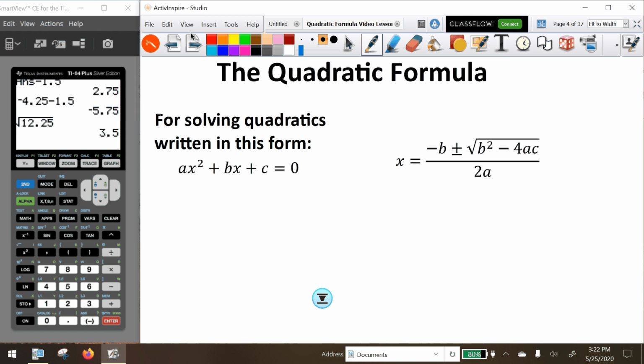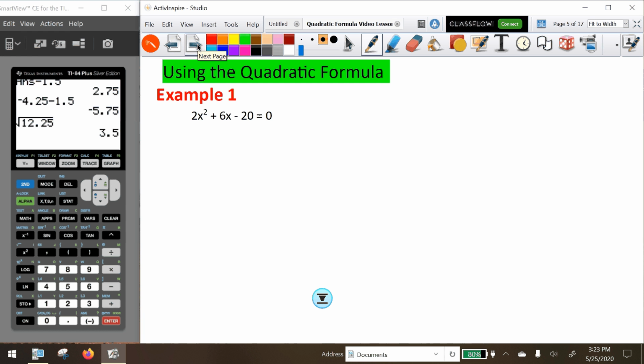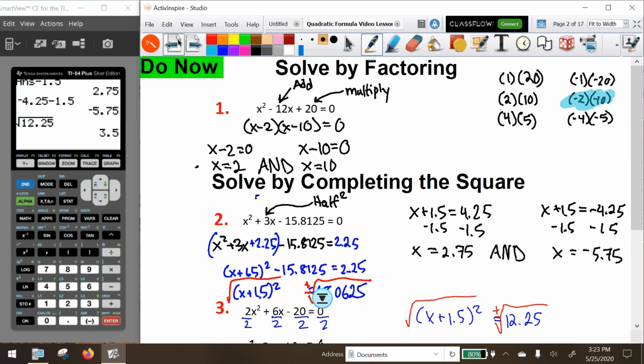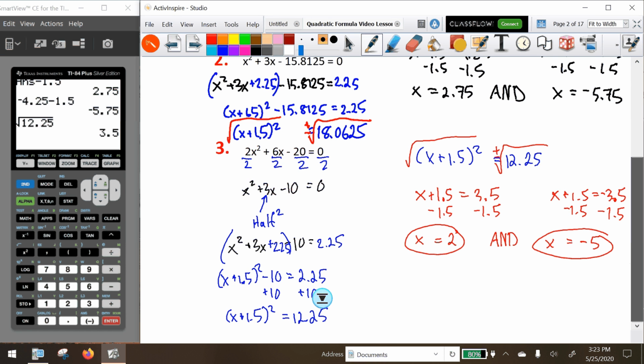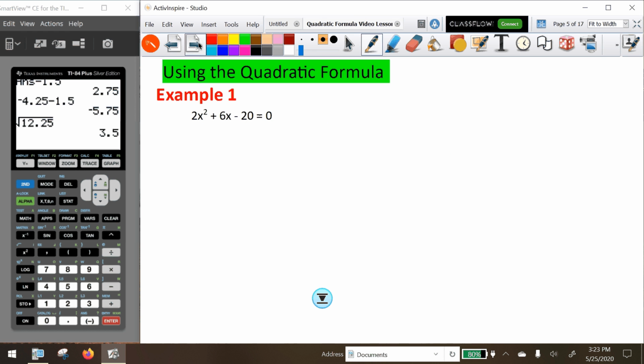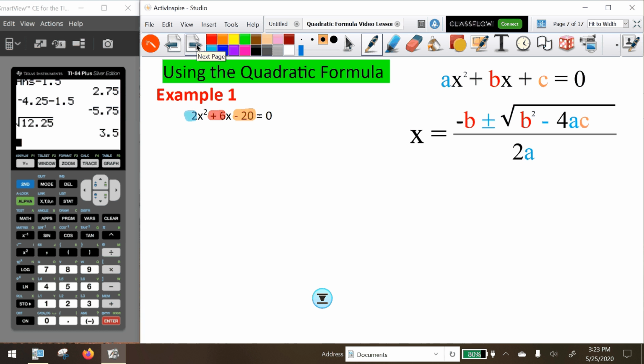So let's revisit question number 3 and actually use this quadratic formula this time. This is the same problem we did in question number 3 on the do now. So we are going to get that same answer that we got before, which was 2 and -5. Let's make sure we still get 2 and -5. So always begin by writing out the quadratic formula, identifying your coefficients A, B, and C, and then just plugging them in to the formula. Our coefficients A, B, and C are 2, 6, and -20, and they're going to get plugged into that formula. I color-coded it for you.